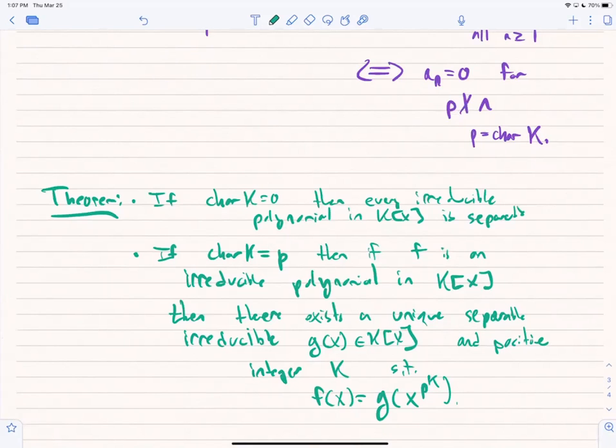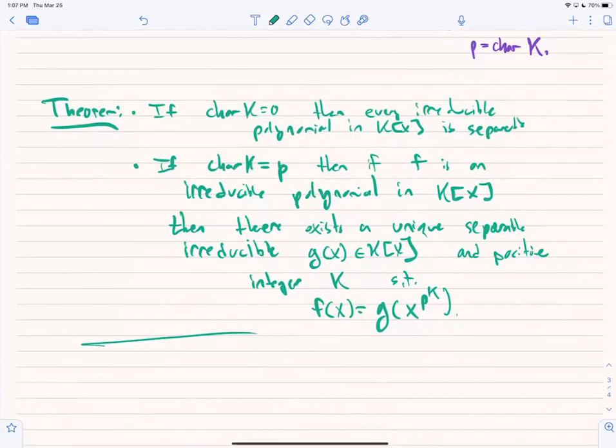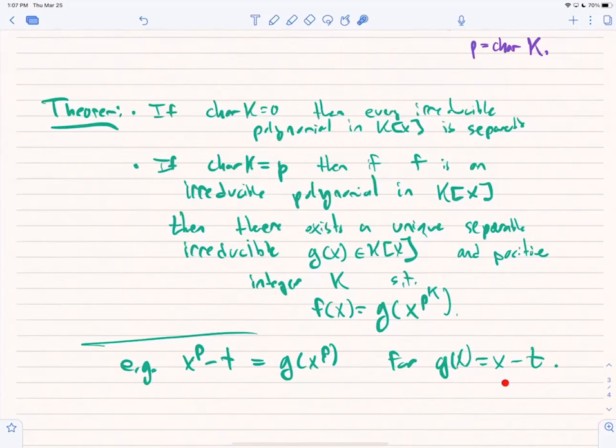So, for example, x to the p minus t is equal to g(x to the p) for g(x) equal to x minus t. So this polynomial g is separable, and this inseparable polynomial we were looking at before, I got it by just substituting in x to the p. And the converse is not true, I should say.